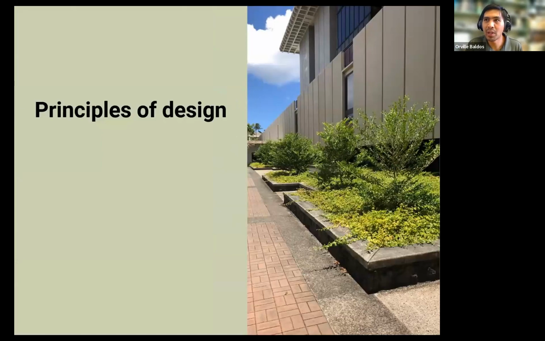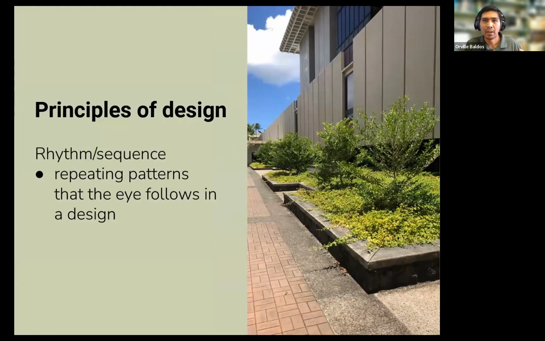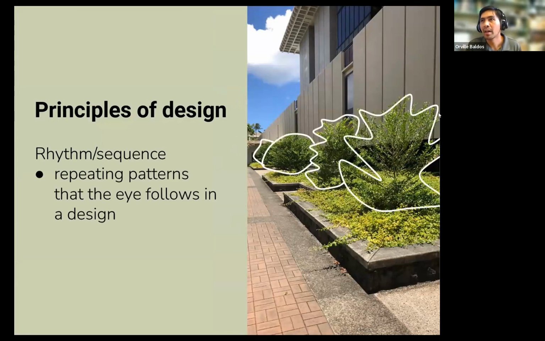Another principle of design is rhythm or sequence. You repeat patterns so that the eye follows the design. You can repeat the same type of plant, although this is the same species. This is Alahe'e, which is planted repeatedly in this building here to create rhythm. Although you can see that there are different forms, which basically means that they're genetically different from each other.